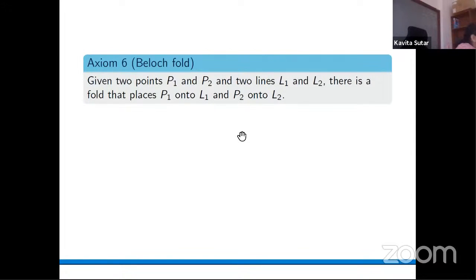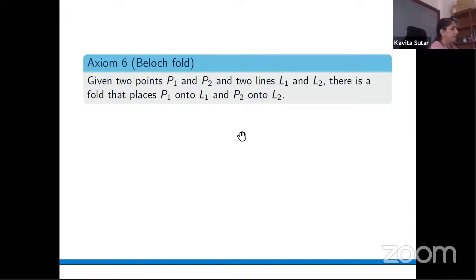Now I'm not going to do all the folding here, but I will request you to try this on your own. You don't need a transparent paper for this one, by the way. You can just do it on any simple piece of paper. So it says that if you have 2 points P1 and P2, and 2 lines L1 and L2.